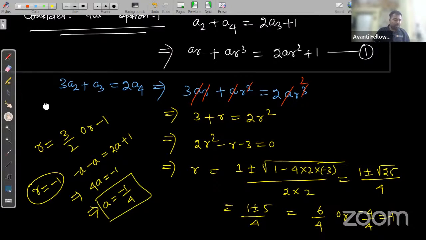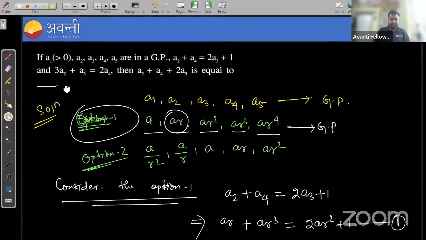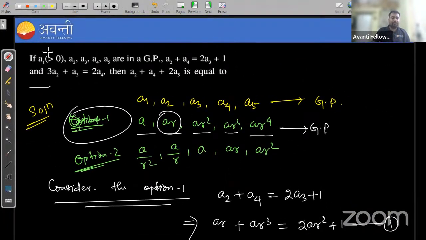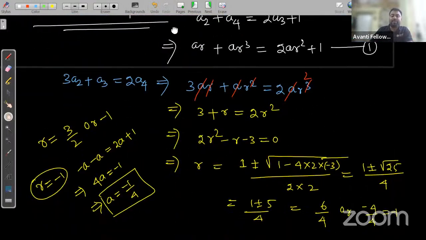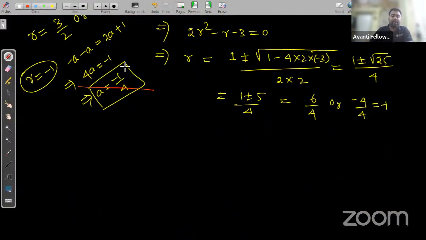But in the given question, it is given that the first term must be positive. Right? First term must be positive. So we cannot consider R as negative. Okay, R cannot be negative. This is impossible. We cannot consider R equal to minus 1. Is that clear to everyone? So hence we need to take R is equal to 3 upon 2.